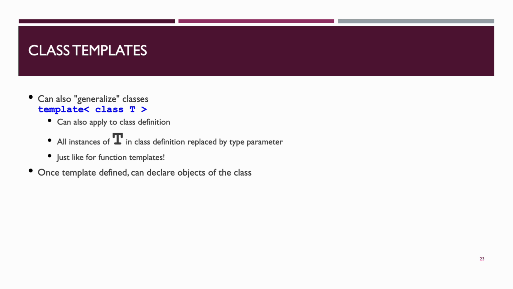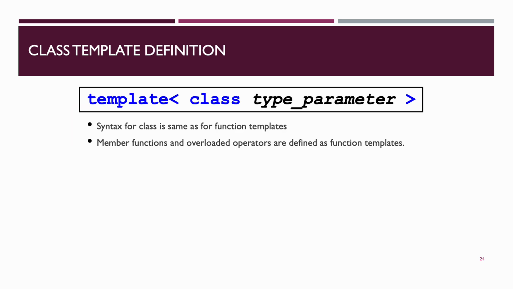So you have to keep that in mind, that class templates enable the creation of generic classes that can handle different data types with the same logic, enhancing the flexibility of your code. So the syntax for defining a class template is similar to that of function templates. It begins with the template class type parameters. Just like in regular classes, you can define member functions and overload operators within a class template. These functions and operators are defined as function templates, meaning they also use the type parameters.